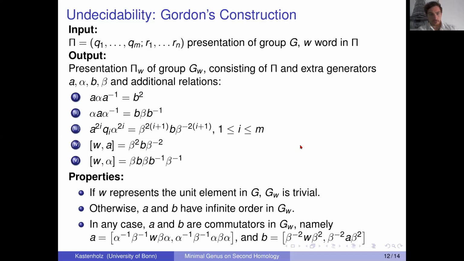If W is not trivial, then A and B have infinite order in G_W. This is something that is proven in Gordon's paper. And in either case, whether it's a trivial group or not, A and B are actually commutators, and not just any commutators, but these 2 very explicit commutators.